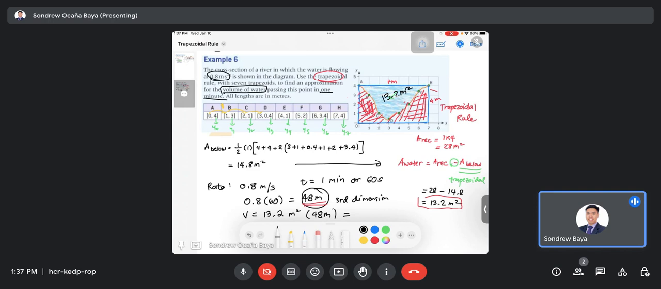pause this video and work it out in your calculator. It gives us, to three significant figures, 634 meter cube. So this is the volume of water coming in the river in 1 minute.